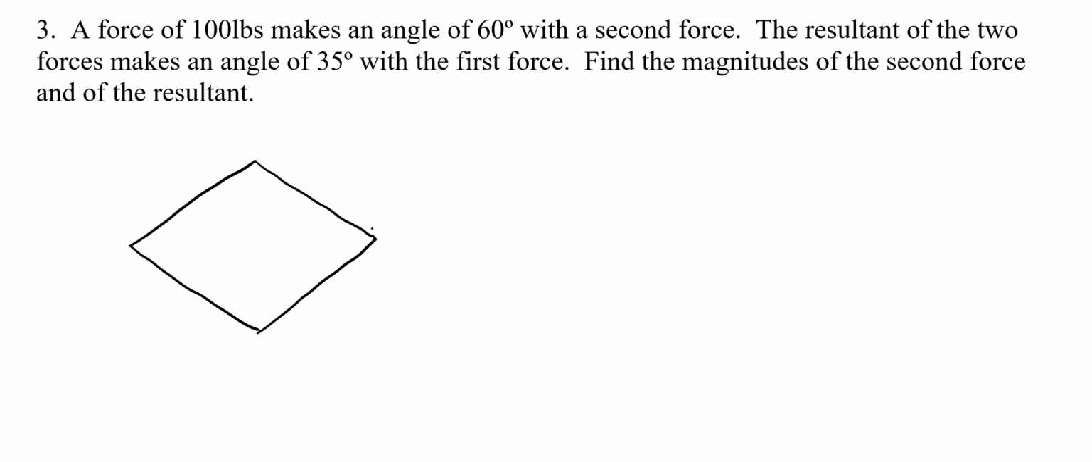All right, so a force, this is a 100-pound force. And let me draw the resultant here too, because I know I'm going to need a resultant. So I'm going to draw that in here. All right, so a force of 100 pounds makes an angle of 60 degrees with the second force. So I'm going to actually label this because otherwise it gets confusing. So this is first force, and this is second force. Okay? So anyway, a force of 100 pounds makes an angle of 60 degrees with the second. So let me do this in a different color here. So this is 60 degrees.